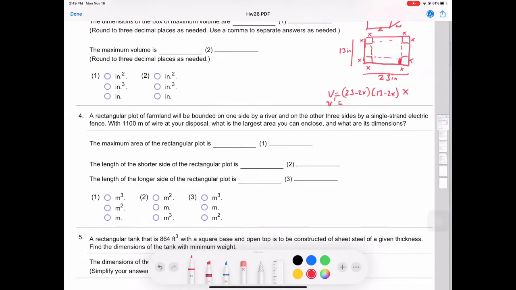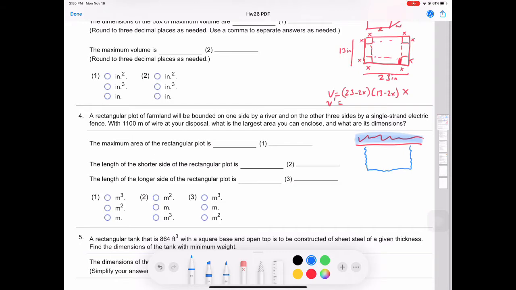4. A rectangular plot of land would be bound by a side of a river. Very popular question, the side of a river. Hi, river. That's a river. I'm going to draw that with blue. Here's my river. And then on the three sides, we have a single strand of electrical fence. All right, great. That sounds nice for these animals. Here's my electrical fence. It's going to form a rectangle.